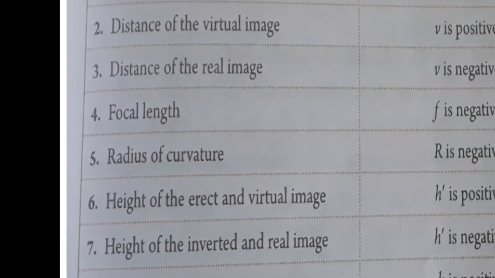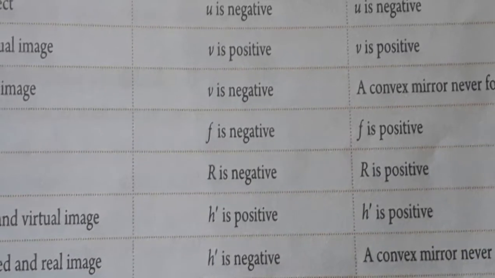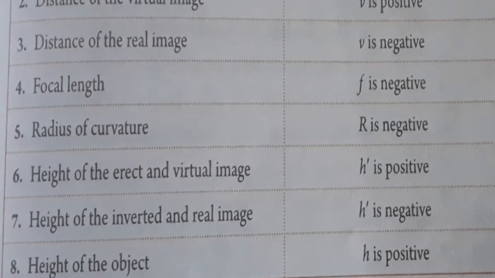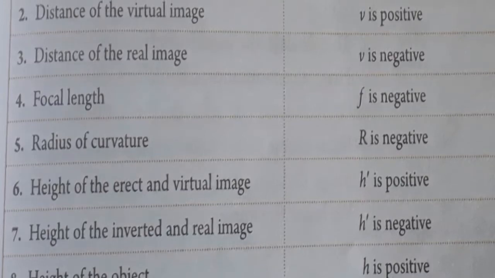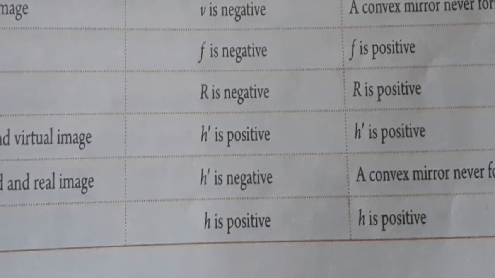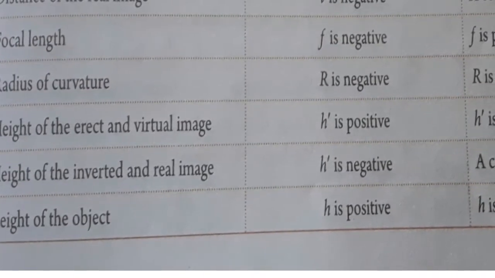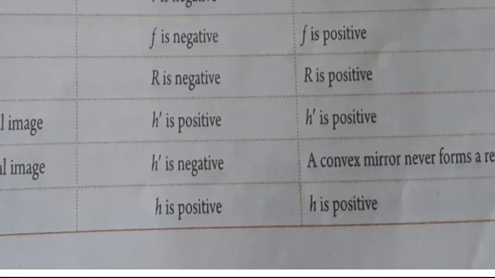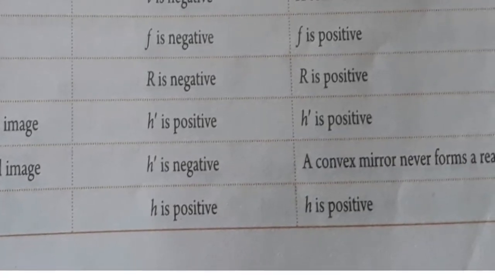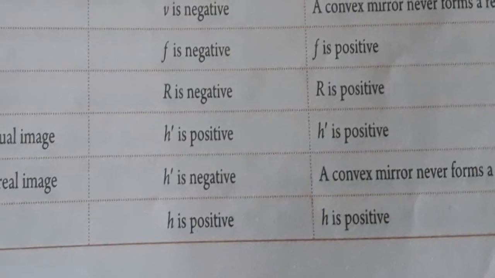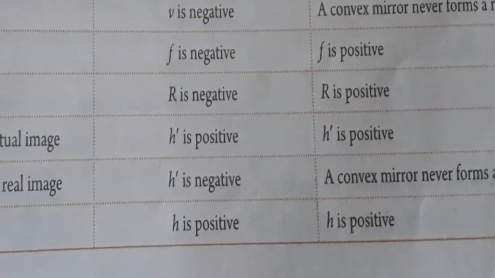Then radius of curvature, for concave mirror it will be negative, for convex mirror it will be positive. Height of the erect and virtual image, for both concave and convex, will be positive. Height of the inverted and real image will be negative, and convex mirror never gives a real and inverted image. Height of the object for both concave and convex will be positive.